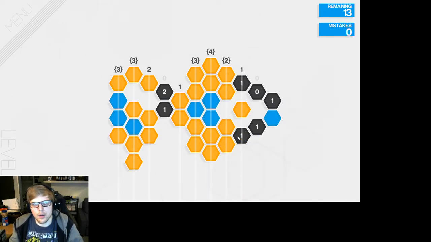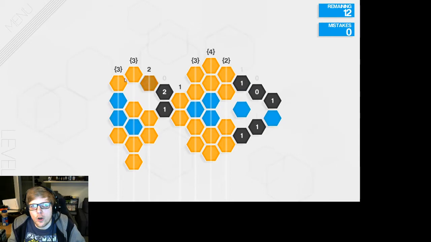And now we can peer back at the columns again. So here, we haven't gotten any new information, no new information, and so on. However, here, we do have some new information. There's 1 blue hex in this column. None of them are blue yet, and there's only 1 option. So this one needs to be. And now we have our 1 blue hex in this column, so we can gray this one out. Alright.